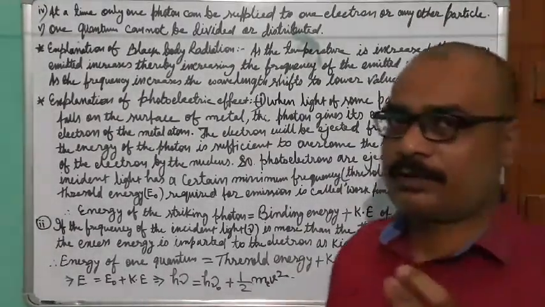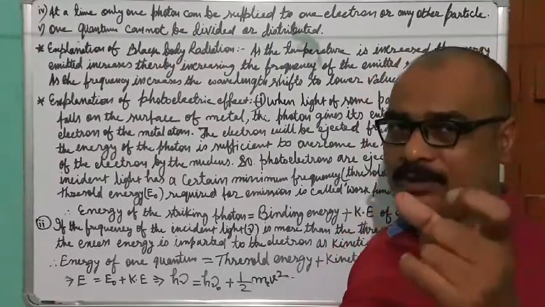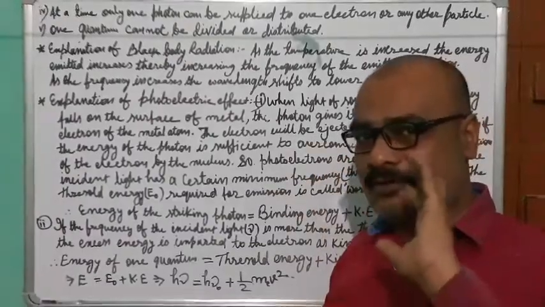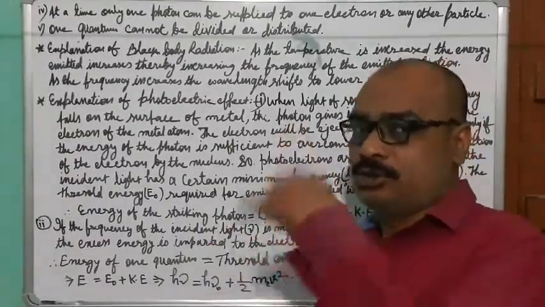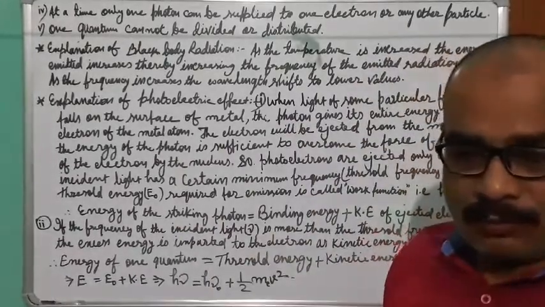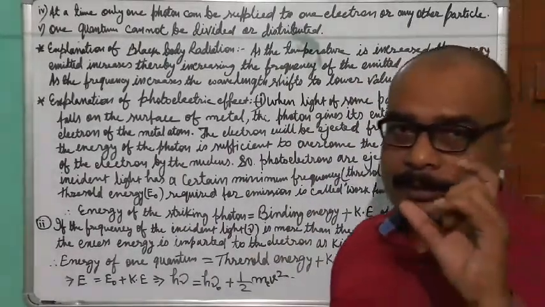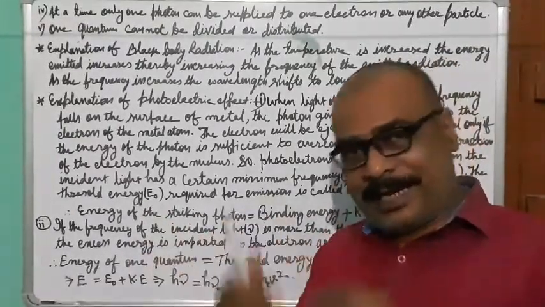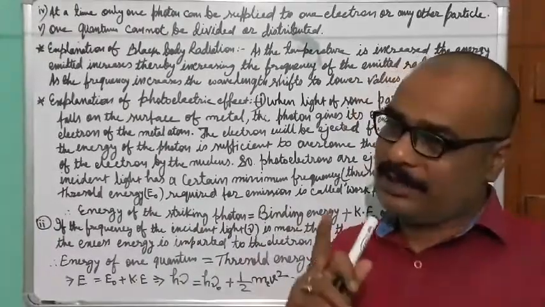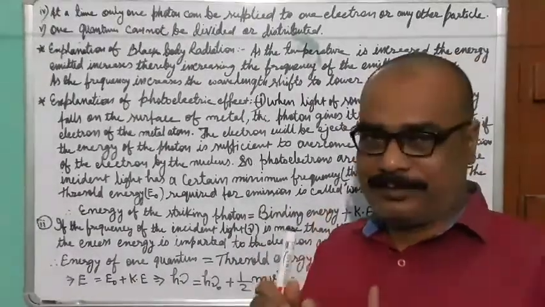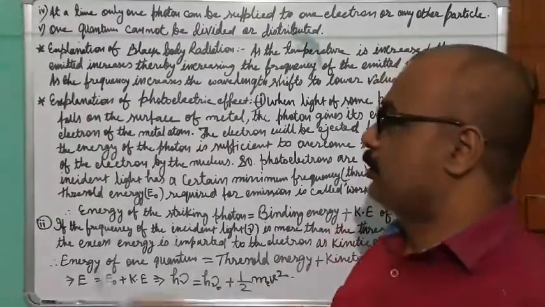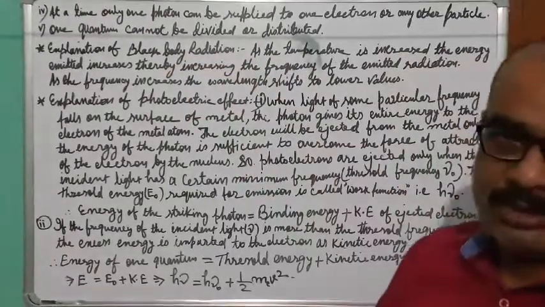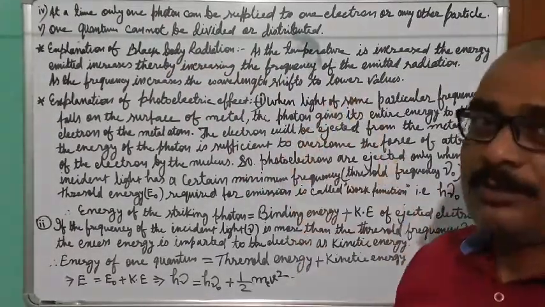Just now we discussed that one photon carries the total amount of energy. Part of the energy is utilized to eject the electron, and the part which remains is utilized to produce kinetic energy. So a photon cannot be divided or distributed to more than one electron. The entire energy available with one photon will be utilized by only one electron. One quantum cannot be divided or distributed to give energy to more than one electron.